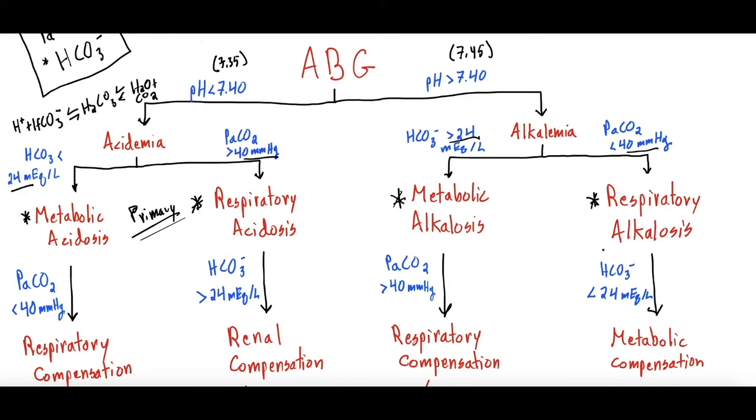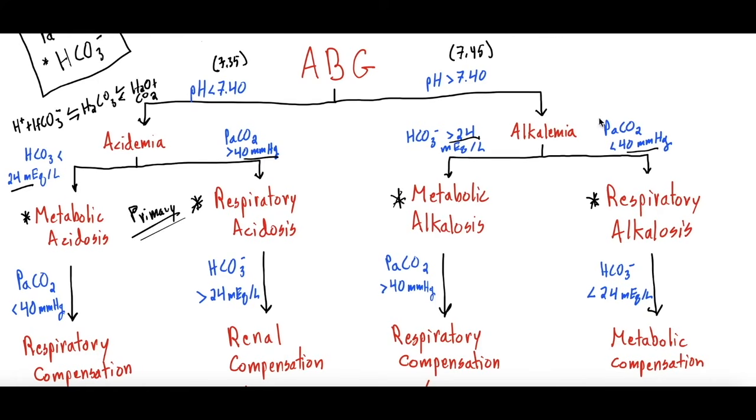Now keep in mind you can have mixed. So if the bicarbonate is greater than 24 and the PaCO2 is less than 40, it would be a mixed metabolic plus respiratory alkalosis. That'd be the same thing over here. If the bicarb is less than 24 and the PaCO2 is greater than 40, it would be a mixed metabolic and a respiratory acidosis. All right, and that's how you can follow this chart to determine the primary disorder.